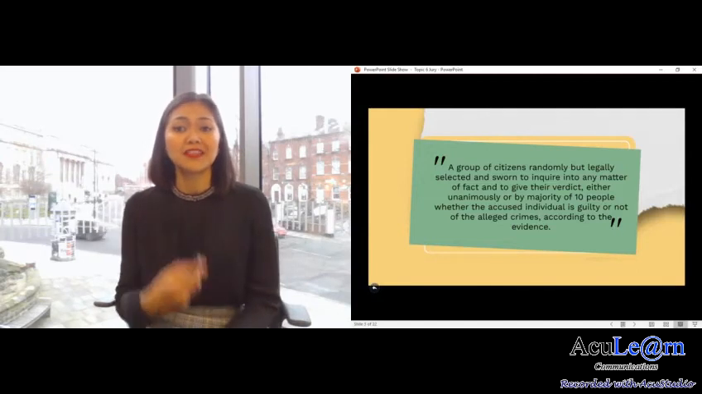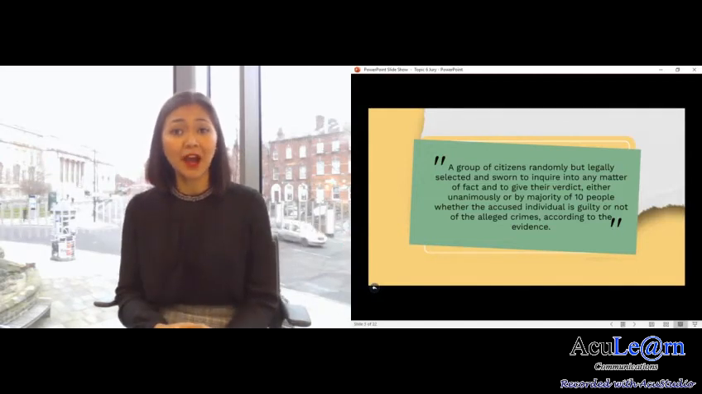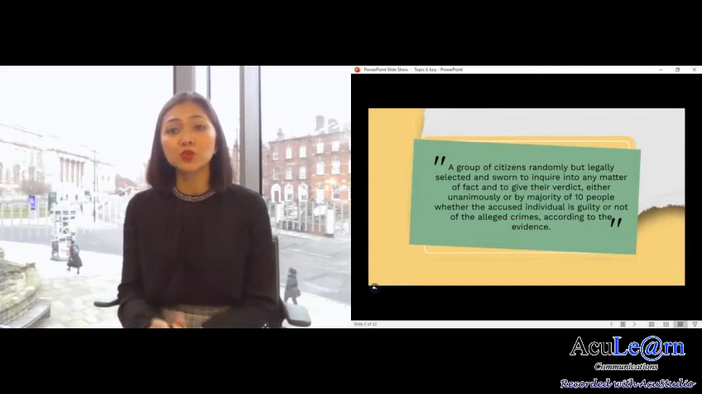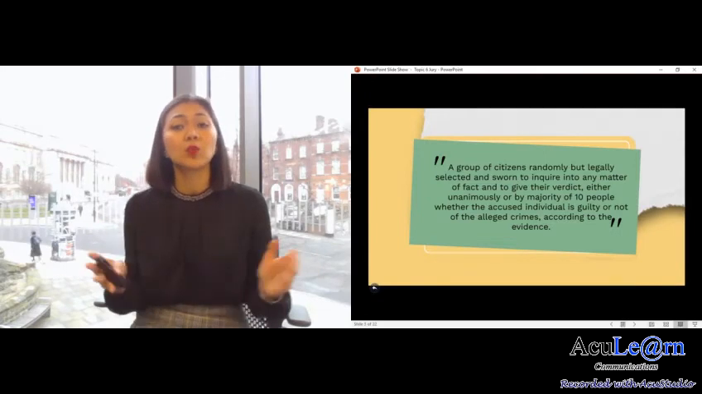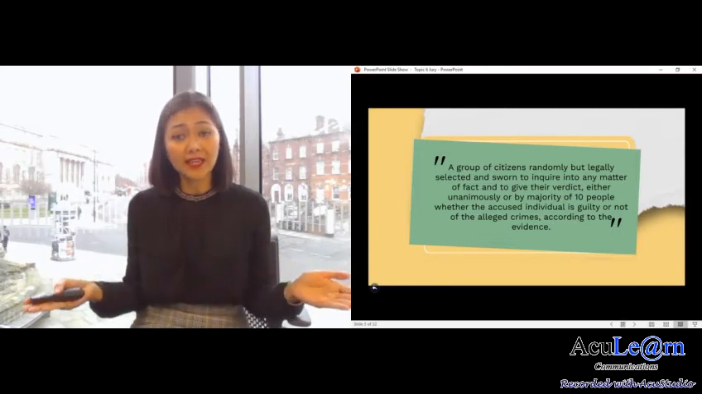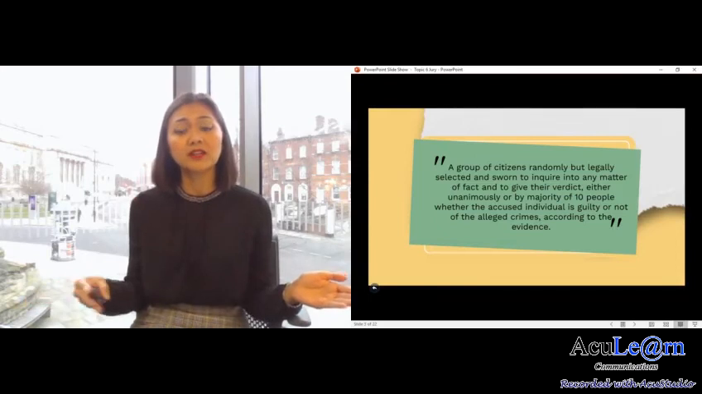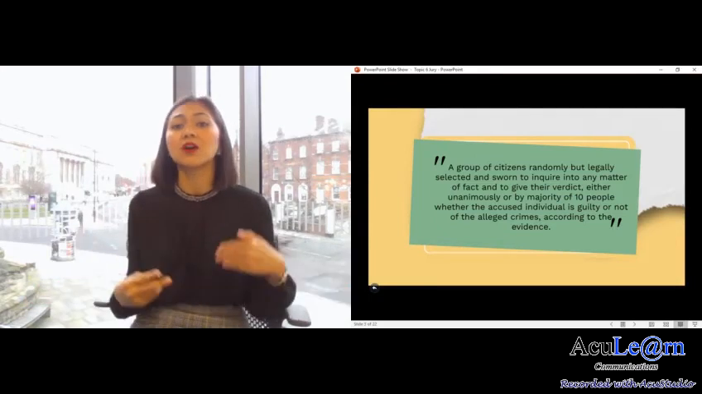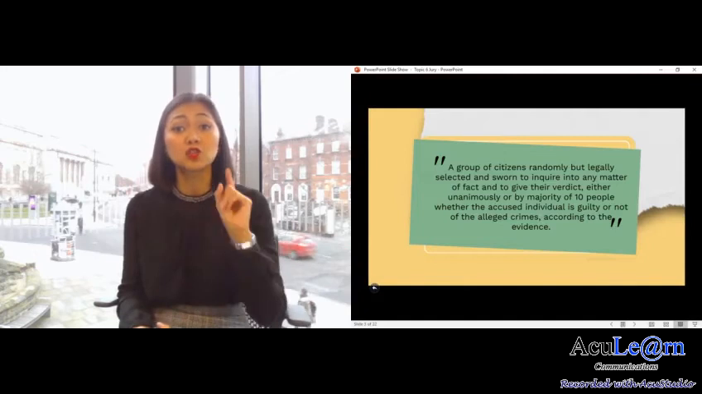In the slides itself, I never mentioned how many jurors need to be selected for one particular trial. Essentially, there need to be 12 jurors selected in one particular case to decide whether the defendant is guilty or not guilty. So remember, 12.